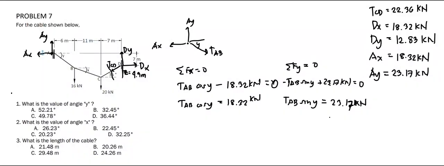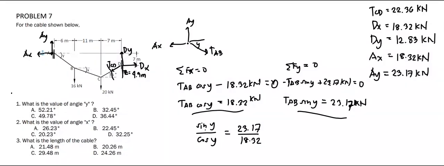Now we have two equations with two unknowns. To solve for the angle Y, we divide equation 2, that is TAB sine Y, by equation 1, TAB cosine Y. So TAB cancels, and we get sine Y over cosine Y is equal to 23.17 divided by 18.32. And sine Y over cosine Y is just basically the tangent of Y. So to solve for Y, we get the arctangent of 23.17 divided by 18.32.